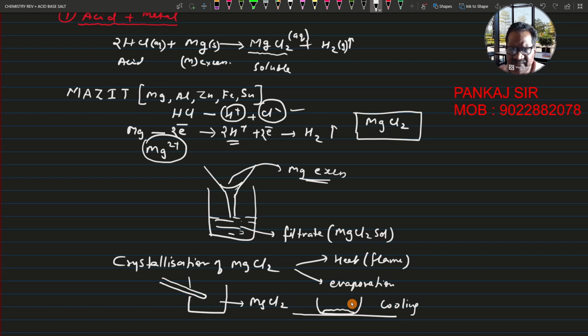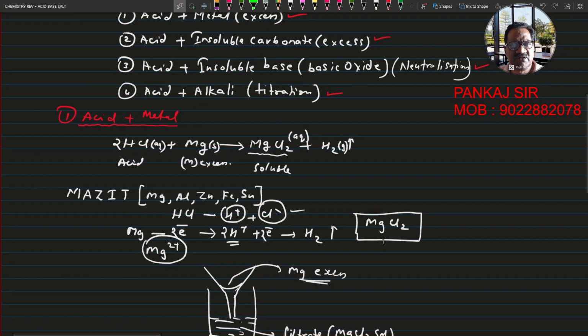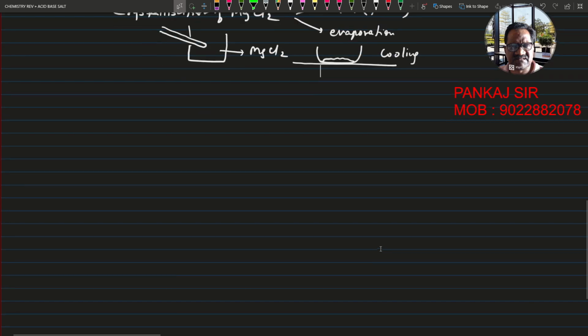So all the remaining water will be absorbed by the filter paper and you will get pure crystals of magnesium chloride. So this is how magnesium chloride salt, which is soluble, can be obtained by this first method, right? So after dealing with this first method, let me start with the second method.